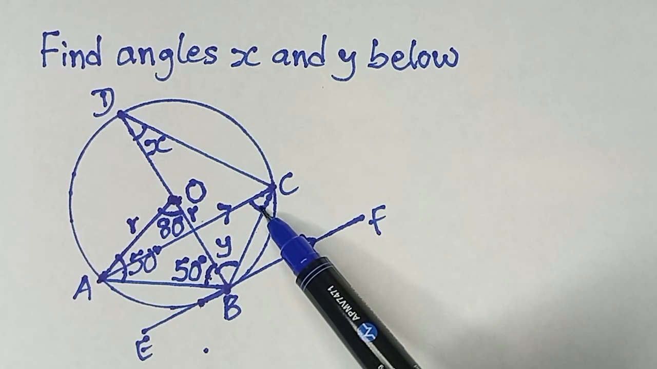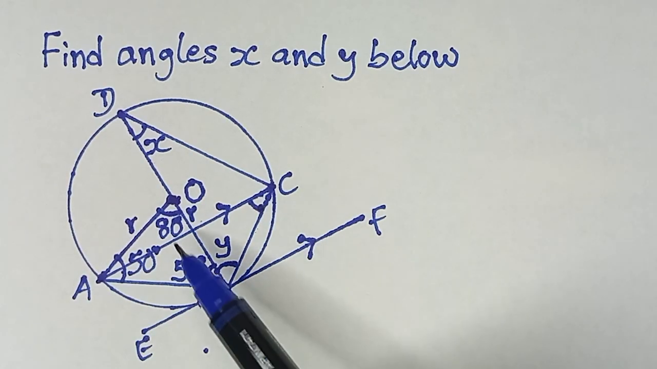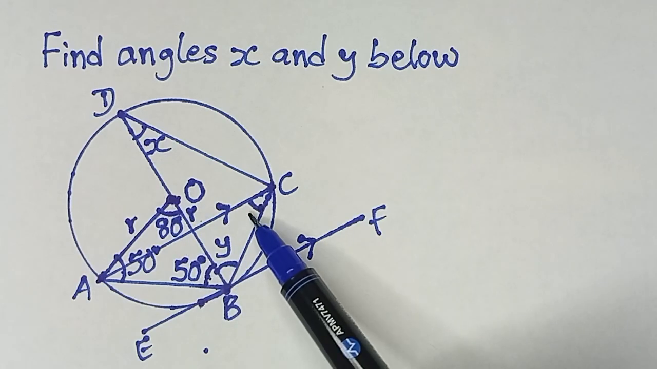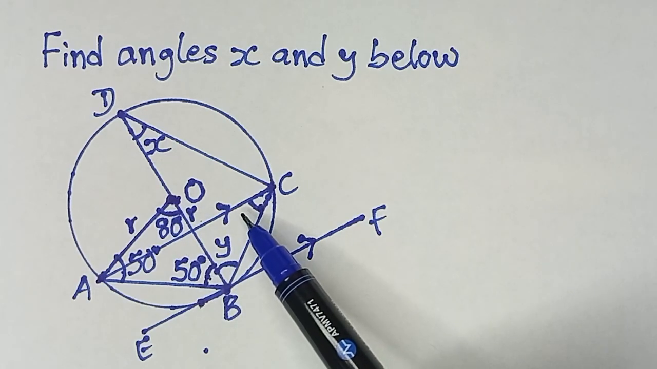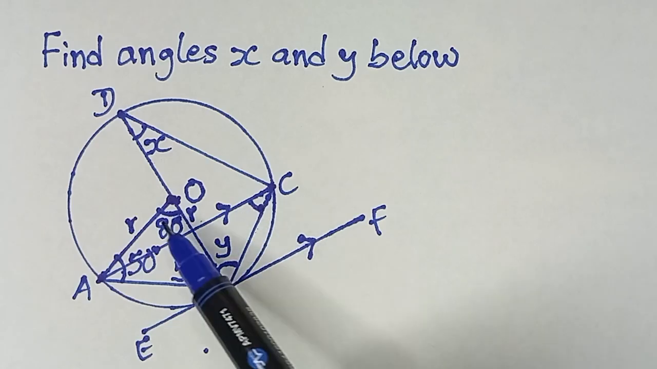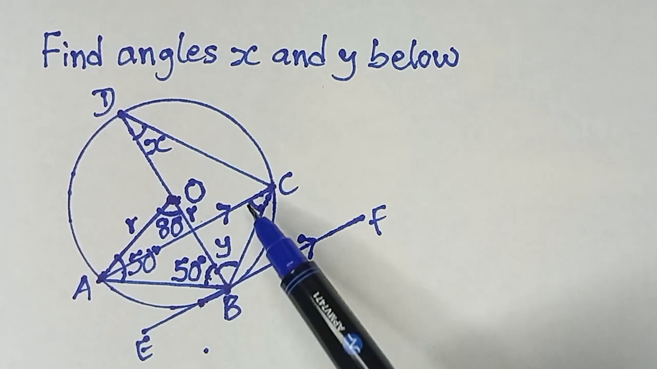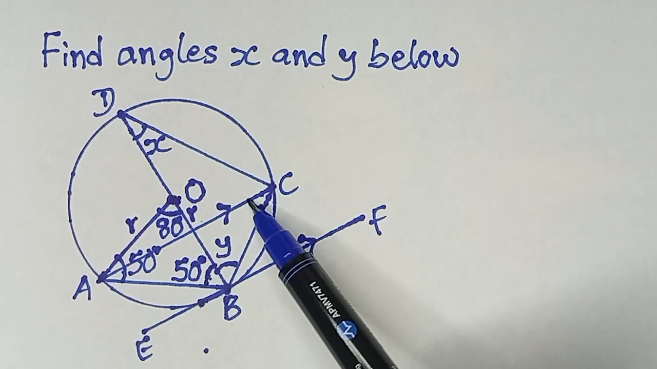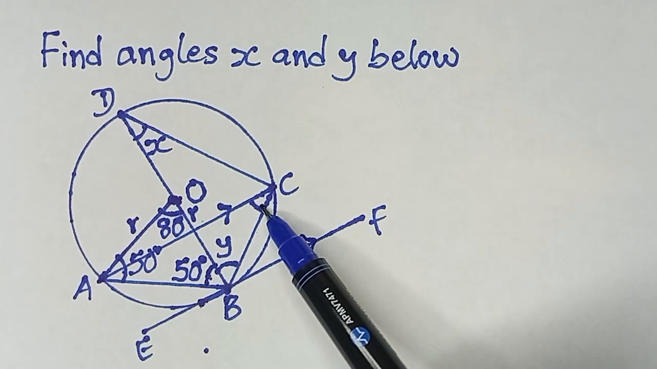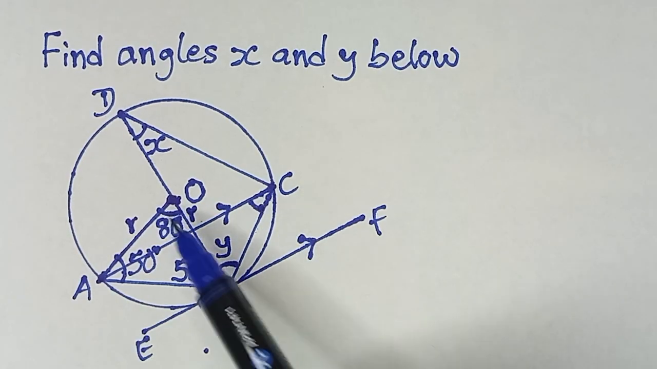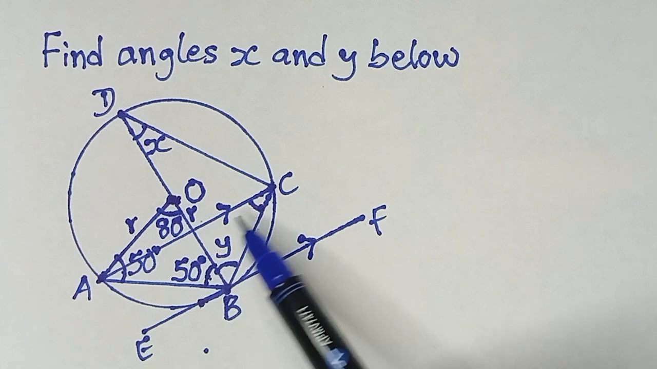angle. So the theorem there says that the angle at the center is twice that at the circumference. Hope you got that theorem, that the angle subtended at the center of the circle is equal to twice that angle at the circumference. So since this is 80 and twice of this value will give us 80.